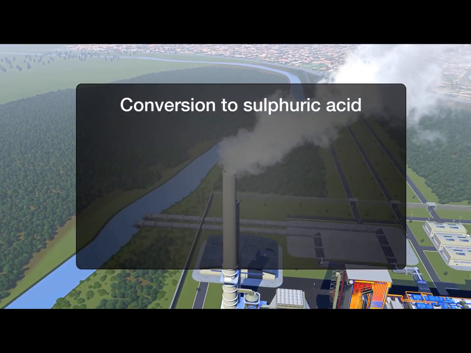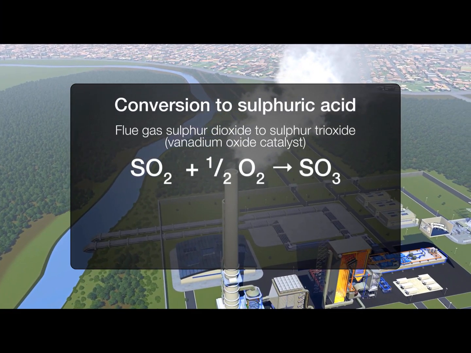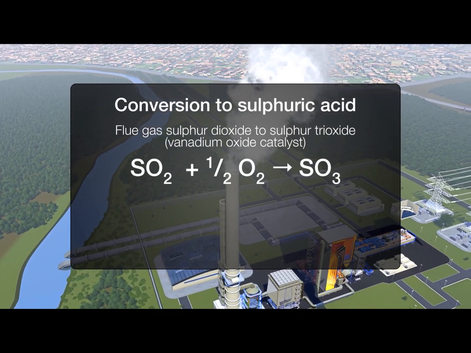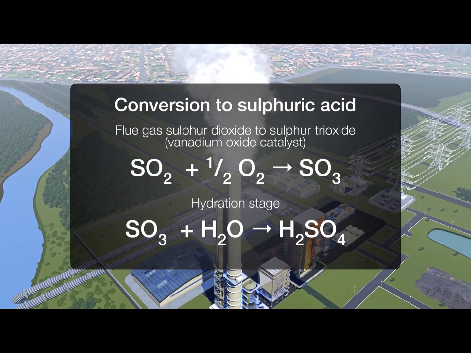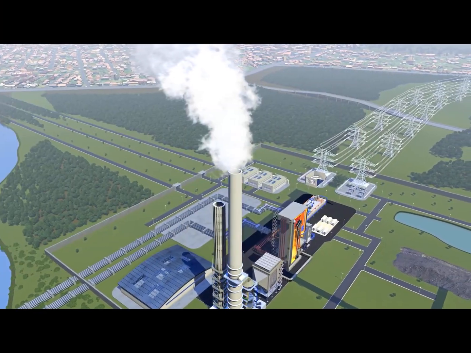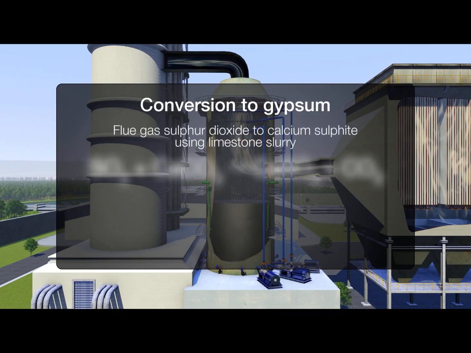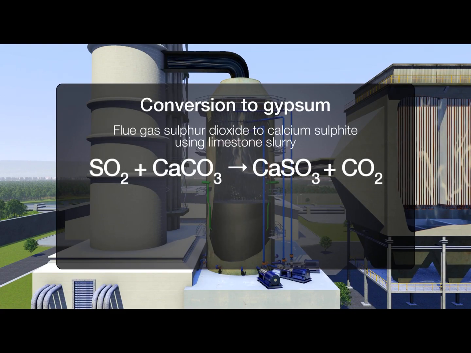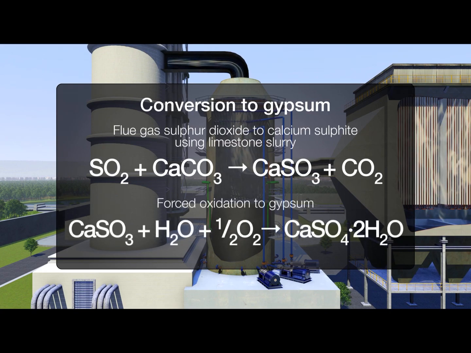In the case of sulfuric acid, adding excess air to the sulfur dioxide and vanadium oxide converts it to sulfur trioxide, SO3. When combined with water, this produces H2SO4, or sulfuric acid. In the case of gypsum, limestone slurry used in wet scrubbing processes combines with sulfur dioxide to produce calcium sulfite. When subjected to a forced oxidation process involving the addition of water and oxygen, the sulfite is converted into gypsum.